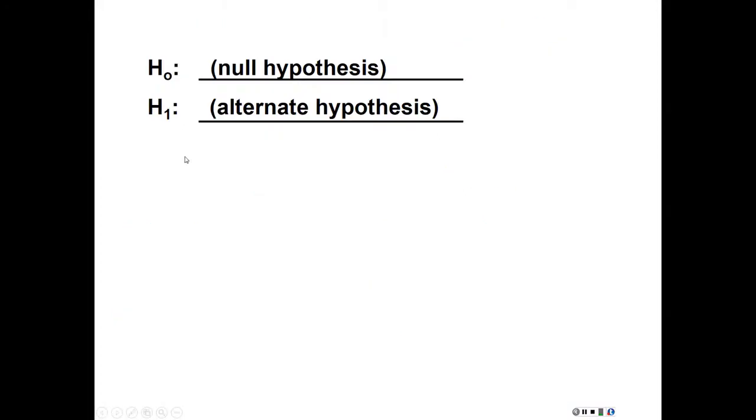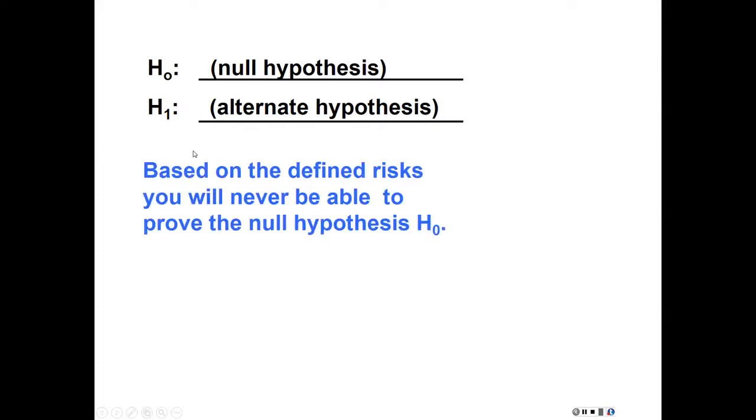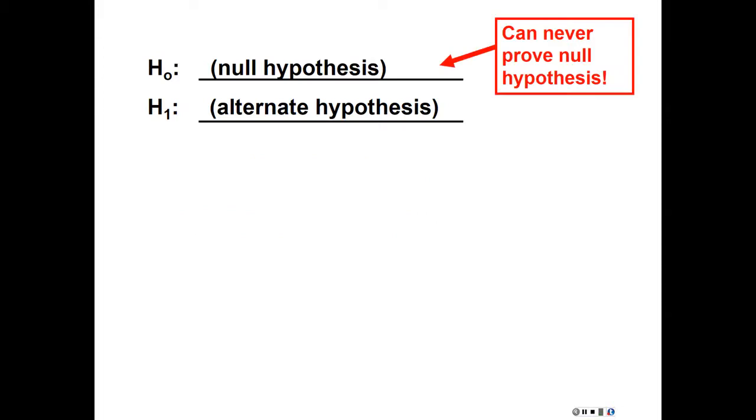So H0 is the null hypothesis, H1 is the alternate, and based on the defined risk, you will never be able to prove the null hypothesis because of the reason I explained to you, that you're never going to know if you're right or wrong. You have to make a decision. So you don't have definitive proof.